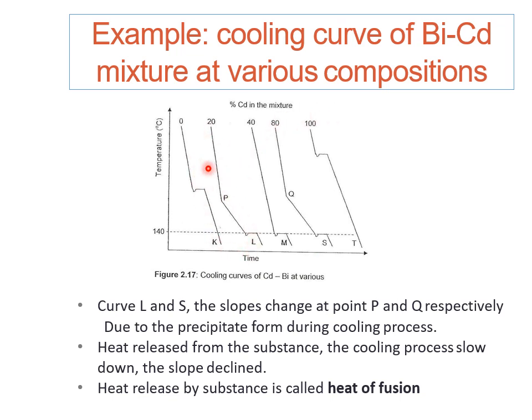You can see that curve L and curve F have a slope change at points P and Q, due to the precipitate formed during the cooling process. Heat is released from the substance, the cooling process slows down and the slope declines. This is what happens during the process. When the heat is released, it is called the heat of fusion.